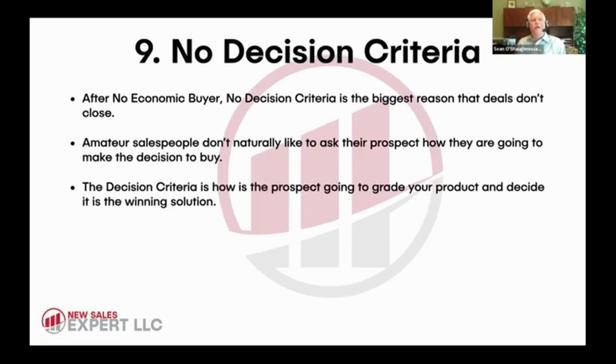No decision criteria. After no economic buyer, no decision criteria is the biggest reason deals don't close. Amateur salespeople, these are people that we deal with all the time, are people that don't take sales as a career, as a profession they're proud of. They don't naturally like to ask their prospect, how are you going to make your decision to buy? The decision criteria is how the prospect is going to grade your product and decide it is the winning solution.